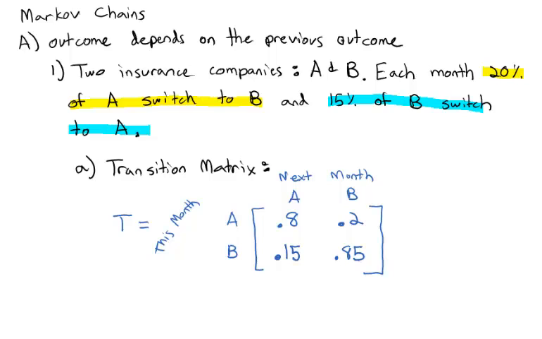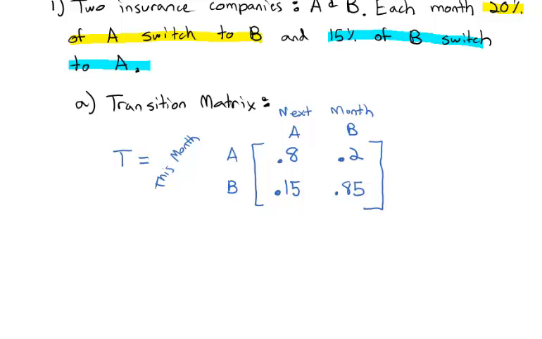And so we can see from this matrix how they transition from this month to next month. If I am a B customer, there is a 15% chance I'll switch to A, and an 85% chance I'll stay with B. If I'm an A customer, there's an 80% chance I'll stay with A, and a 20% chance I'll switch to B. That's what the transition matrix does: it shows us how to move from one month to the second month. So if that's how we go from the first month to the second month, what happens then with the third month?